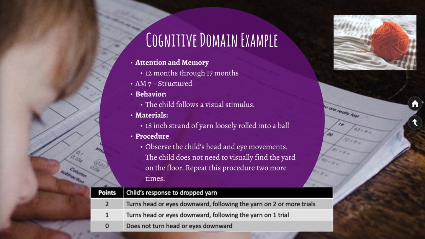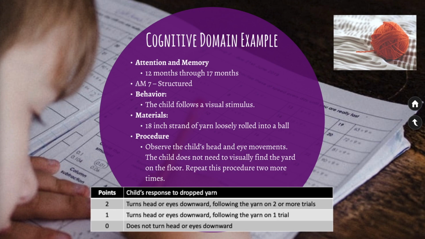Cognitive domain. An example for the cognitive domain is the following. The subdomain is attention and memory. The age of the child is between 12 months through 17 months. The type of procedure is structured. The expected behavior that we're looking for in this assessment is if the child follows a visual stimulus. The materials needed will be an 18-inch strand of yarn loosely rolled into a ball.